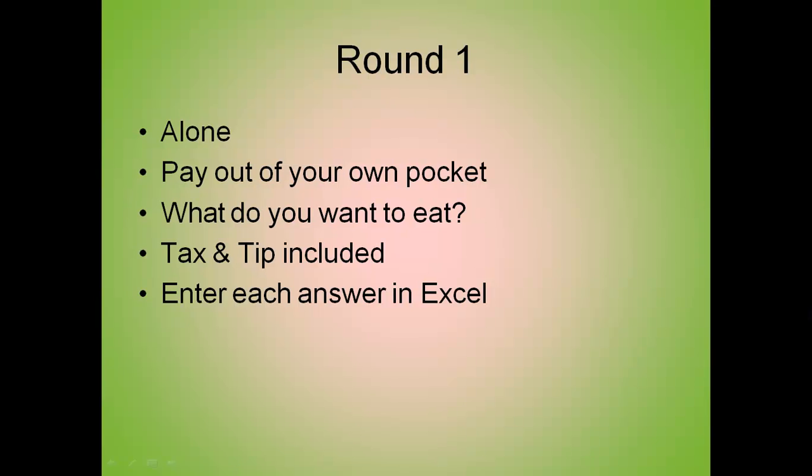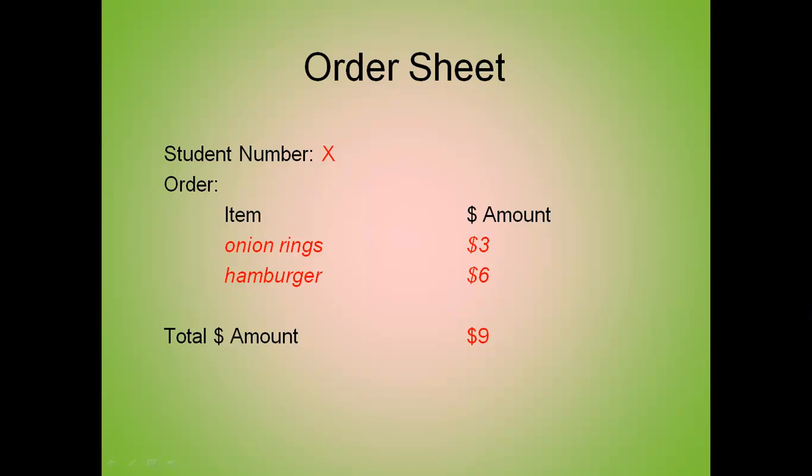I begin by telling the students that they are going to this restaurant for lunch. They are alone and will be paying for lunch out of their own pocket. The question they must answer, using their order slip, is what they want to eat, keeping in mind that they must pay for it out of their current income. The prices on the menu include tax and tip, so the full cost of the meal is reflected in the listed prices. They total up their order and submit their first order slip.